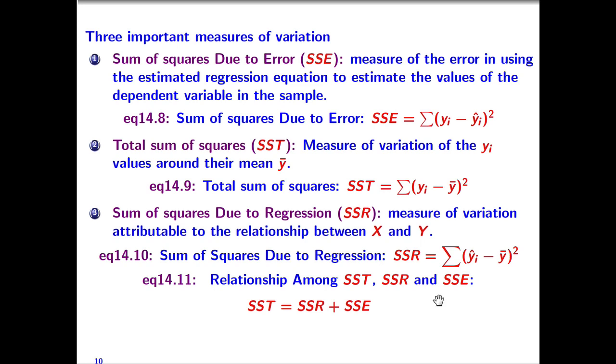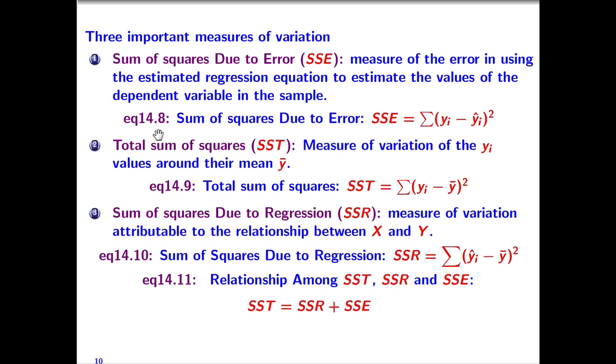Now we want to answer the question of whether or not our regression model is a good model. To do so, we first introduce 3 important measures of variation. The first one is the sum of squares due to error, or SSE. It's a measure of the error in using the estimated regression equation to estimate the value of the dependent variable in the sample.